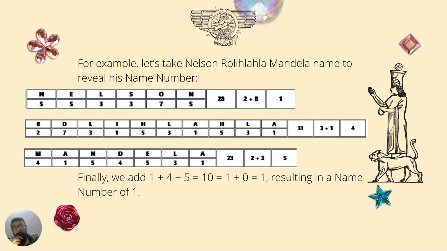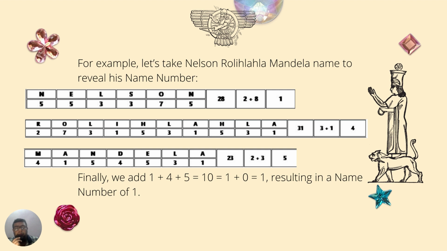Now 28 is a two digit number. So you further add those two digits. 2 plus 8 you get 10. Then again add those two digits. 1 plus 0 you get 1. Similarly, you calculate the name number for his middle name and then for his surname Mandela.